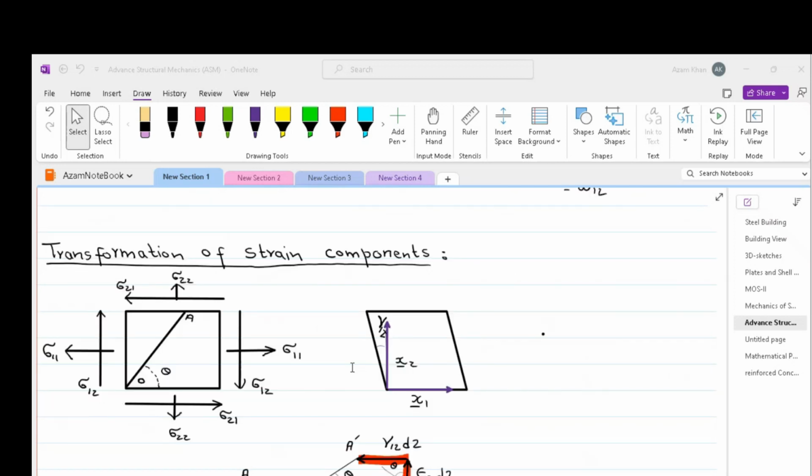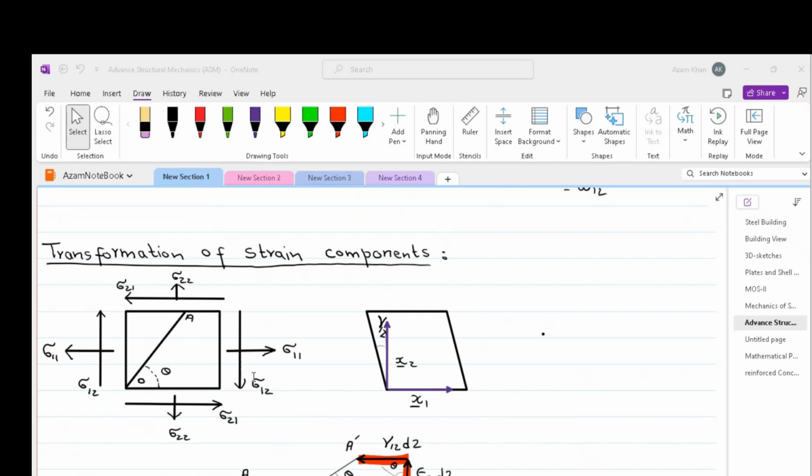Now we move to transformation of strain components. Transformation of strain components is one of the fundamental concepts in structural mechanics, involving the change of strain components from one coordinate system to another. As we discussed, the strain components describe how an object deforms under applied forces or loads. First of all, we will discuss the transformation of strain in 2D space, and afterwards we will discuss the transformation in 3D space.